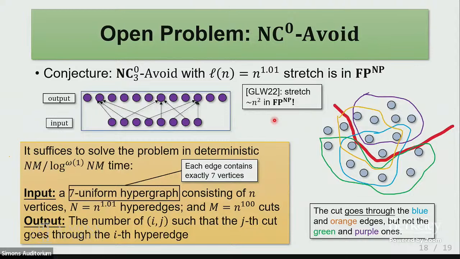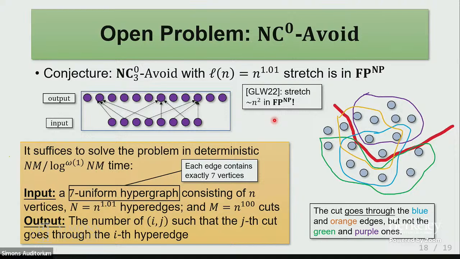And one point I didn't mention is that our ACC0 avoidance algorithm only works for quasi-polynomial stretch. So if there are n inputs, then there should be 2 to the polylog n outputs in order for our algorithm to work. So the ACC0 avoidance algorithm doesn't help to solve the NC0 avoidance here, because you have an input, you're supposed to output it, and the question is, can you do it in what?